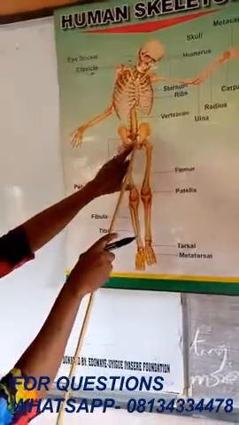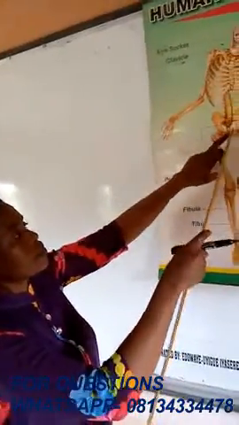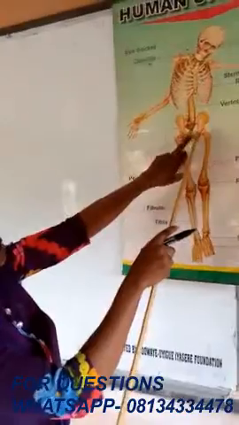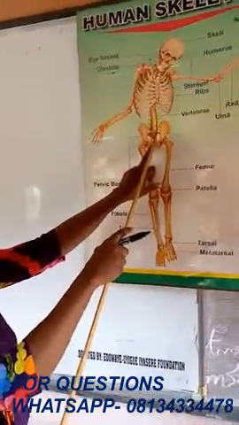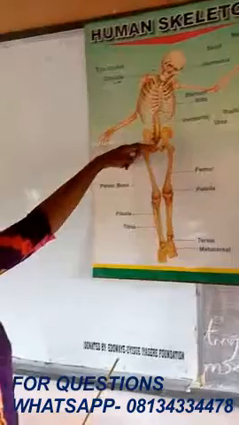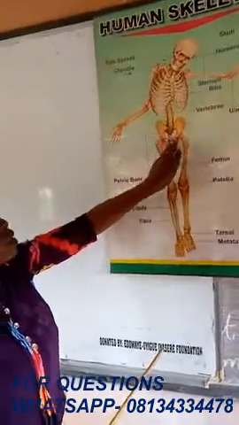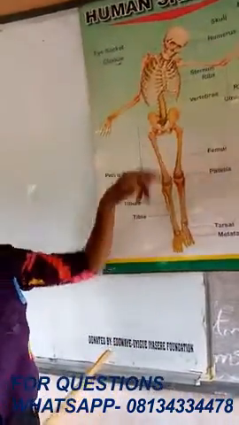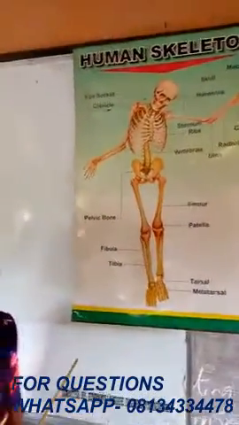Then the last vertebra, which is located at the tail region, is an invisible tail. At the tail region, it is 4 in number. Put together, when you sum it, you have 33 vertebrae in the human skeleton.